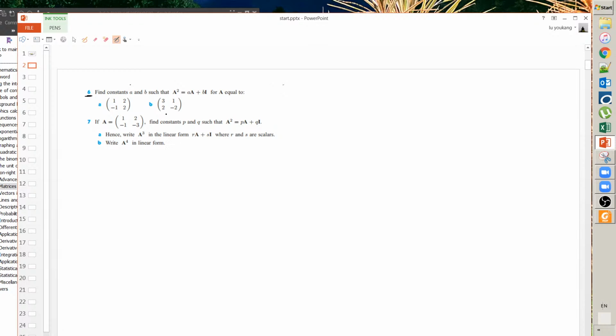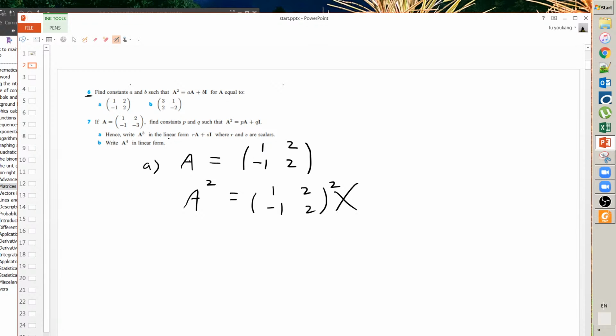Okay, so right here, for part A, your matrix A is actually given by this. So this is your matrix A for part A. And then what you do is you are going to square this. I hope you still remember for matrices, you can't just square this matrix like you do for the algebra. Okay, you can't do it this way. So what you can do instead is you have to do it in the matrix way. So you have to times itself.